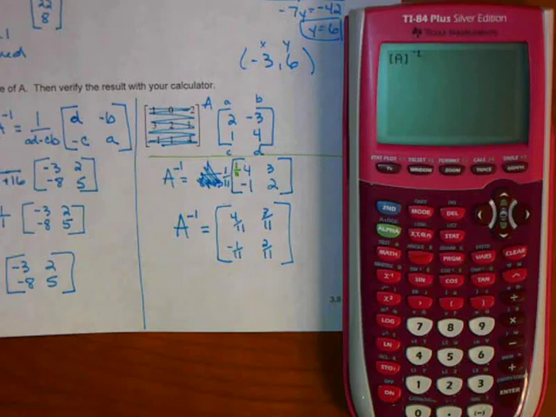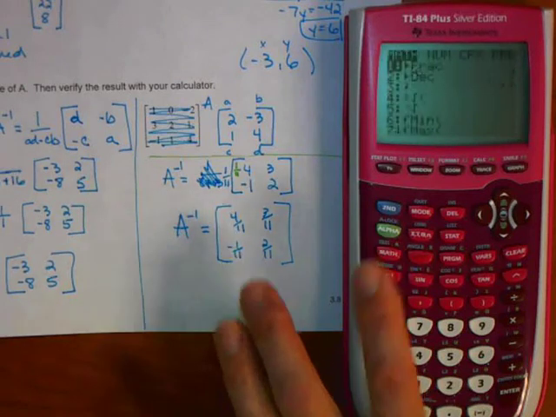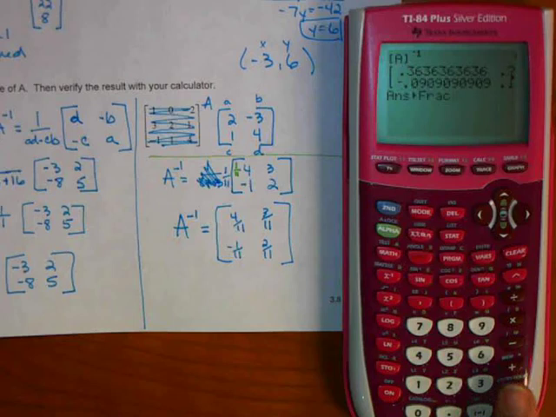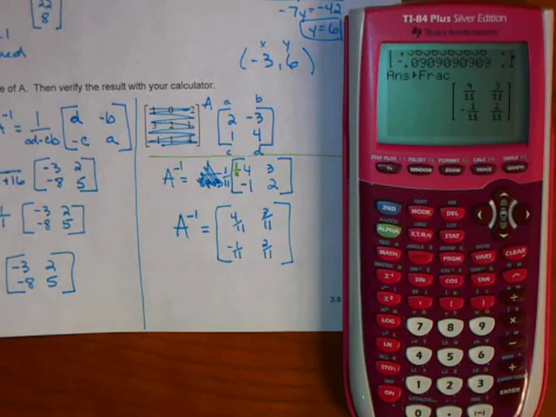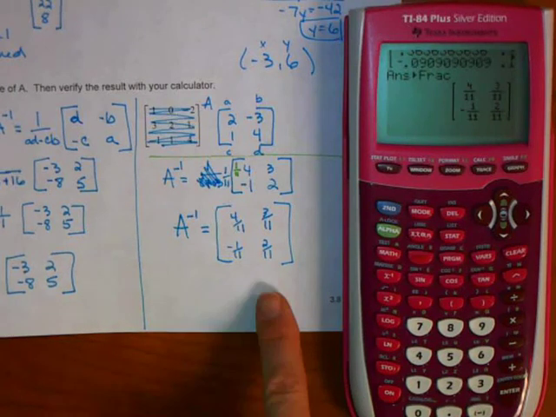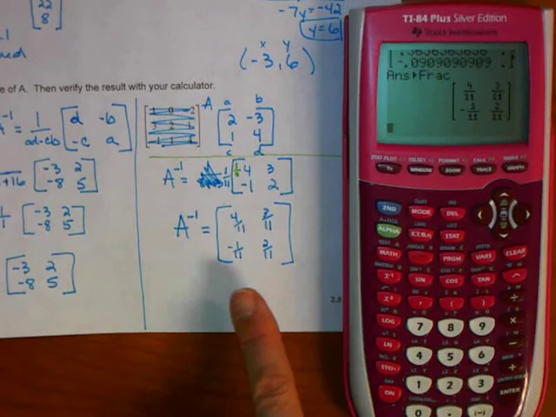Oh, look at that. It's going way too fast for me. Did everybody find that button? When you push enter, wow, that's ugly, isn't it? But guess what? Math button, fraction, and enter, and look at that. That's the answer.